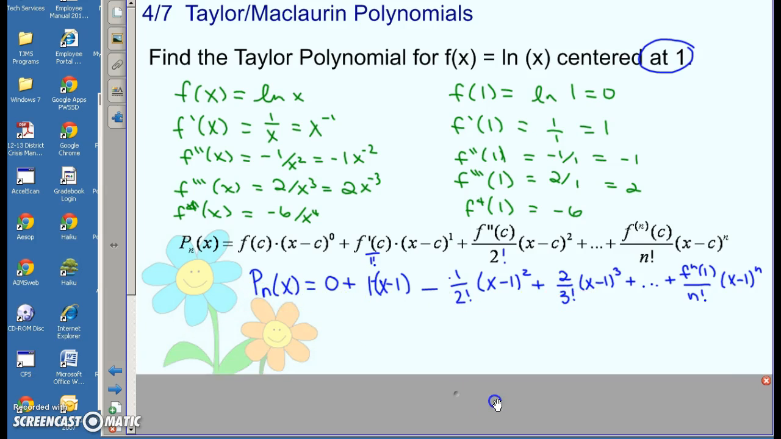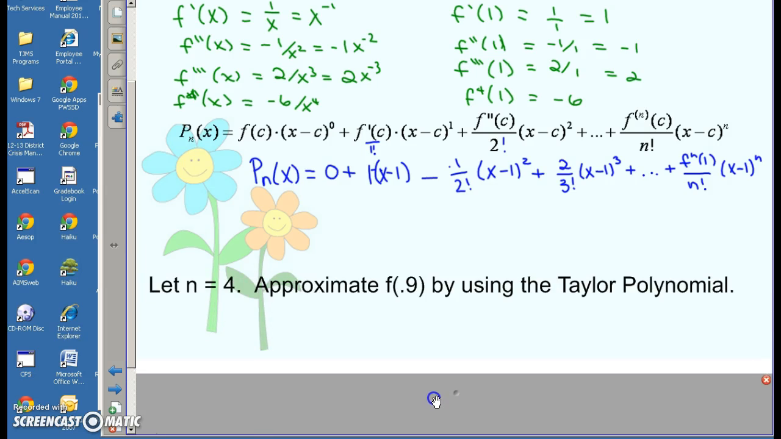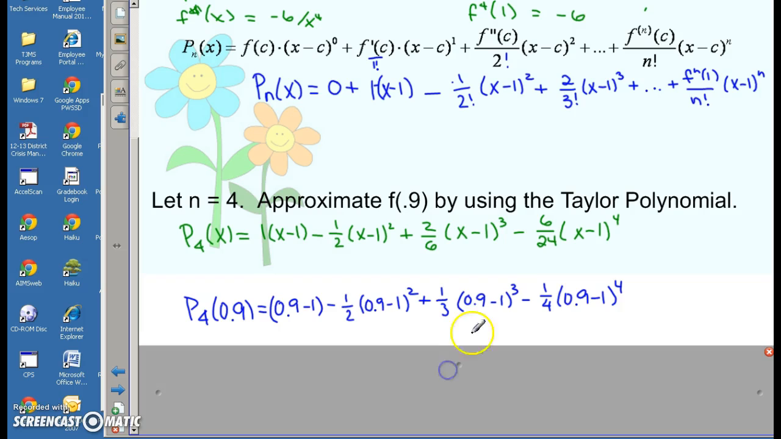And what we're going to do is a 4th degree Taylor polynomial and approximate it for f of 0.9. And we're going to see how close we can get. So here's the 4th degree Taylor polynomial for this example. It's written out, and then we are plugging in 0.9. So when we plug in 0.9, we can simplify each of these fractions and plug that into our calculator. We get approximately negative 0.105, I believe I wrote 358.